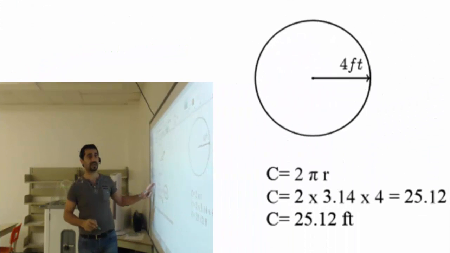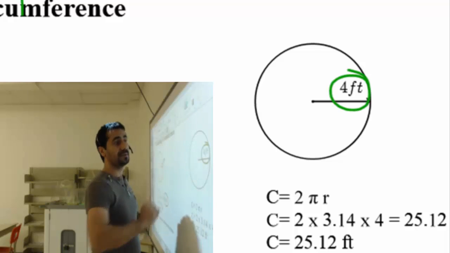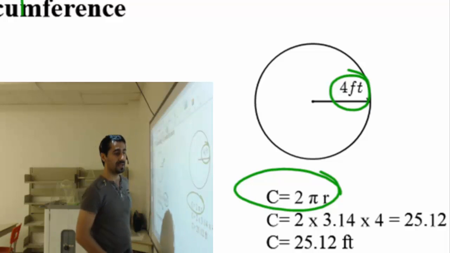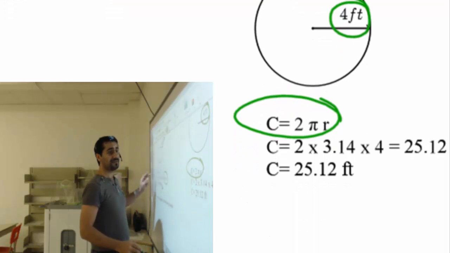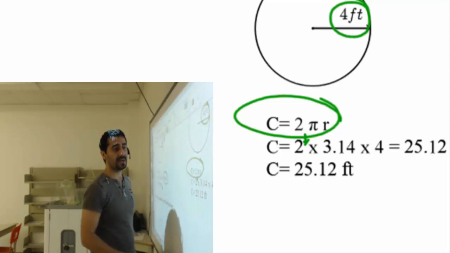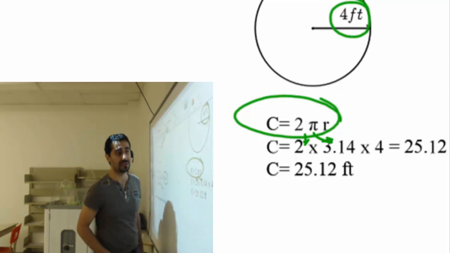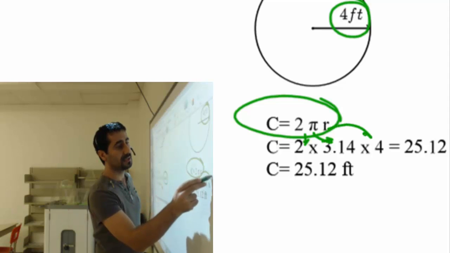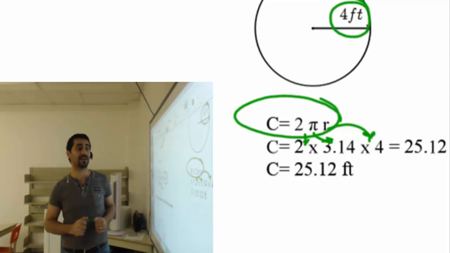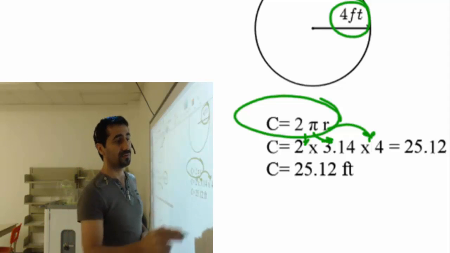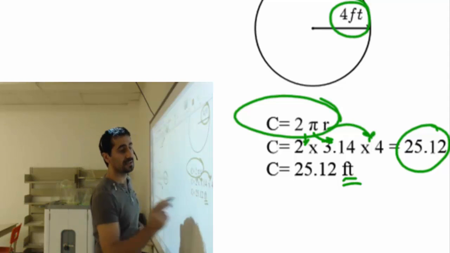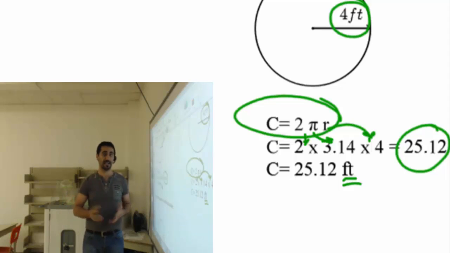Here is another quick example. This time your radius is 4 feet, and here is the formula. As you can see, after you write down the formula, you keep the 2, and the pi becomes 3.14 as usual, but the radius, depending on the question, in this case is 4. You do the multiplication, you're going to have 25.12, and don't forget the unit. Let's practice.